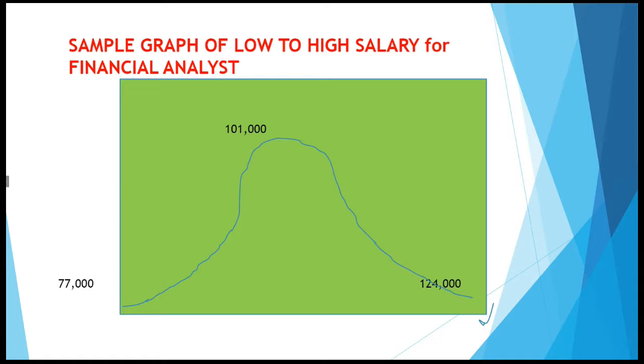Here's just a sample of a level 1 financial analyst. You get a graph that says the low is $77,000 and the high is $124,000 and the average is $101,000. If you go to salary.com, you can put in the parameters and you can get a little graph.